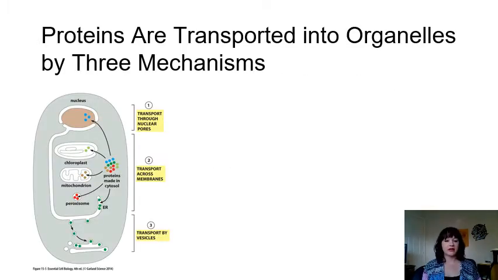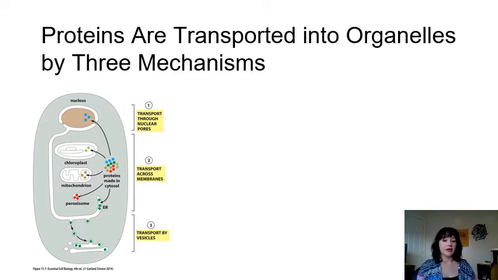Now, there's three mechanisms that are used to transport proteins into organelles, and it depends upon the organelle that it's destined for, right? So if a protein needs to enter into the nucleus, it's going to use a unique mechanism called nuclear pores, which we'll talk about. If the protein has to end up in the majority of organelles, such as mitochondria, lysosomes, right? Those are going to be transported across the membrane, right? There's special proteins that help to carry that protein across the membrane.